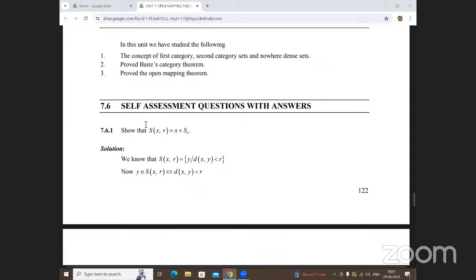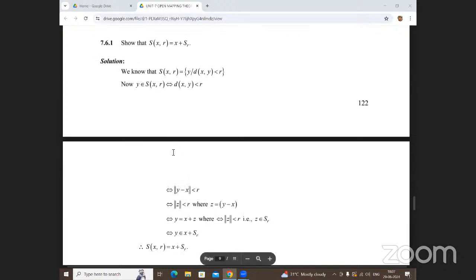So that value is X plus SR. Now, before writing the open sphere part, S of X and R equals the set of Y, any one of the elements, such that the distance between X and Y is less than R. This is the simple metric part. Now, for the open sphere part, Y belongs to S of X and R. This is the meaning of the distance from X to Y being less than small r.